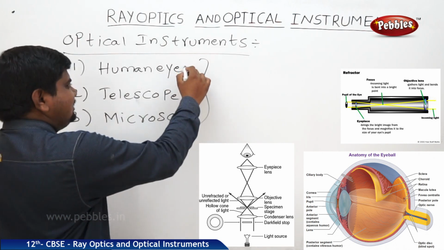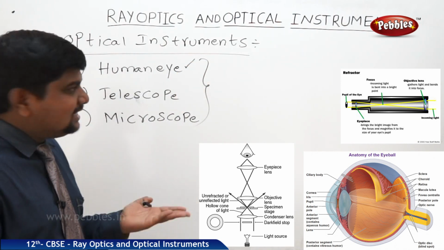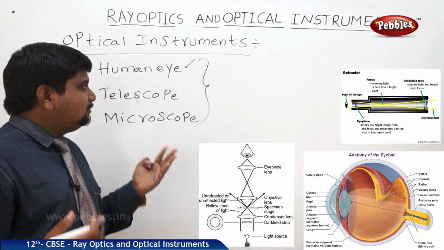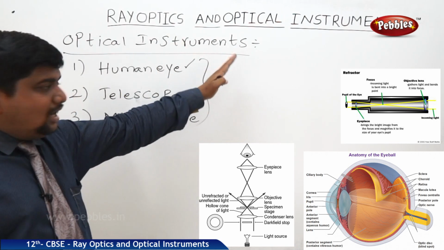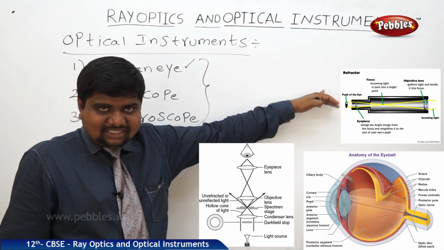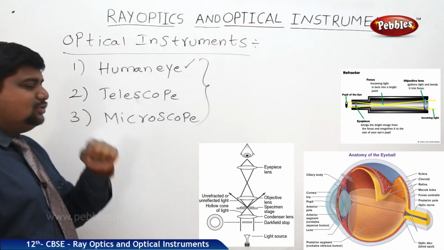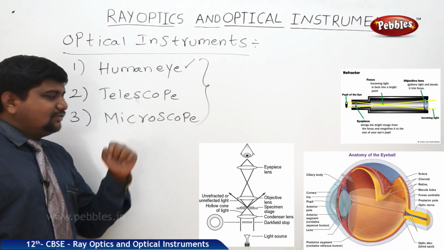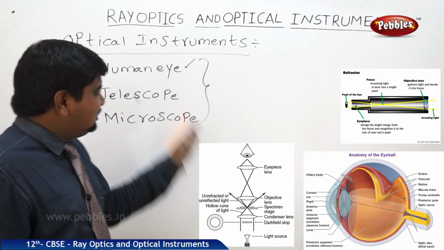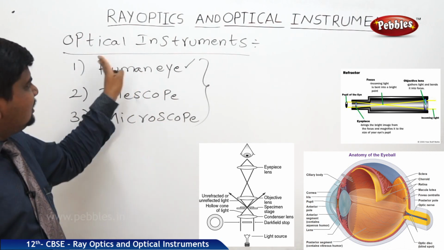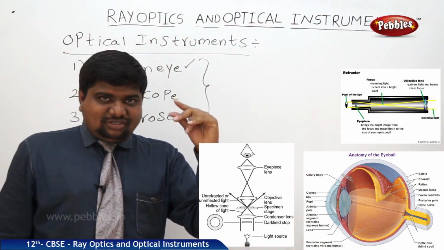The human eye is the most important and essential part of our life. Without the eye it is very difficult to observe the world. So what is the functioning of the human eye, how do eye defects take place, and what are their remedies. Next, uses of microscope and uses of telescope with respect to magnification, angular and linear. So we are going to discuss these three as optical instruments.